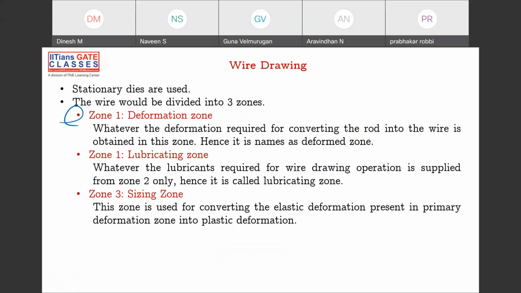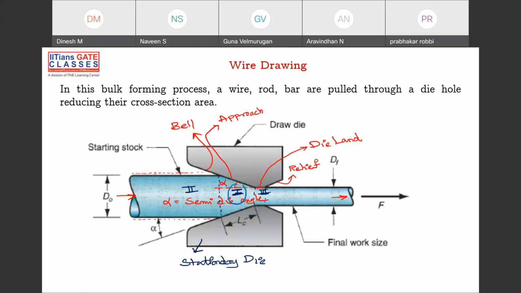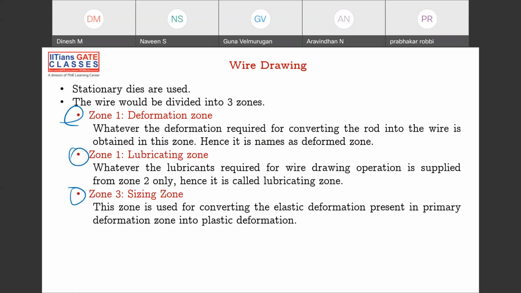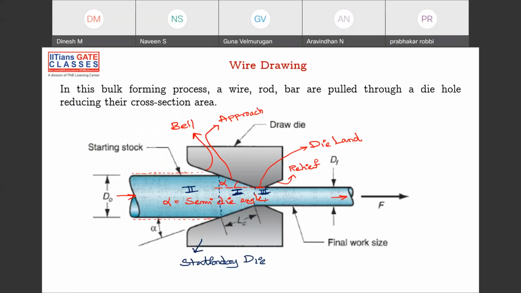So zone 1 is the deformation zone, lubricating zone, and sizing zone. This is the deformation zone, the lubricating zone, and the sizing zone, which is where the sizing occurs. Let's discuss all these things. In deformation, you're applying force. The deformation is happening because there's a gradual change in dimension, and this is called your die angle, or more precisely, the semi die angle.